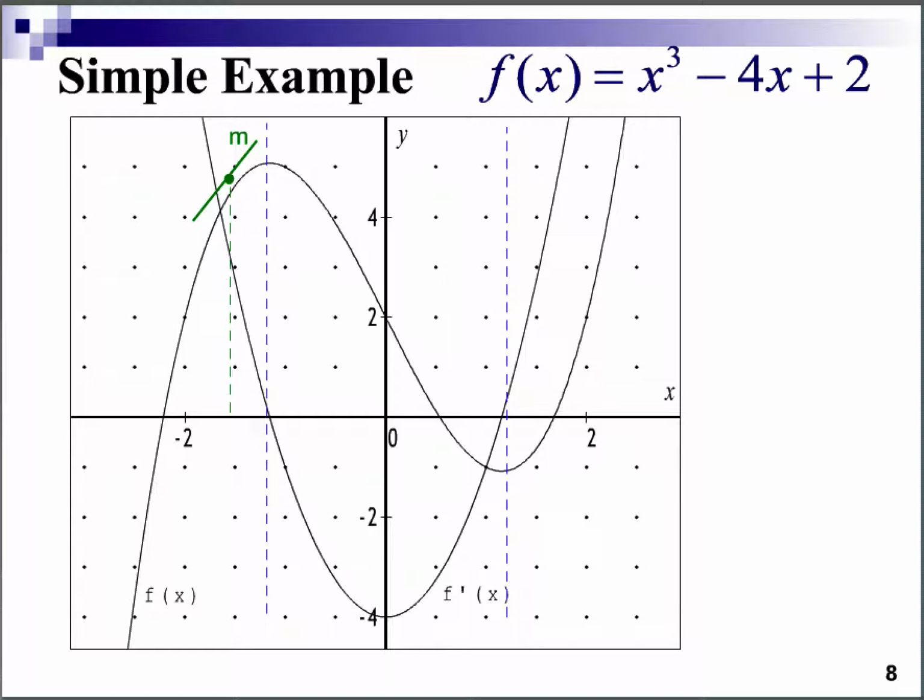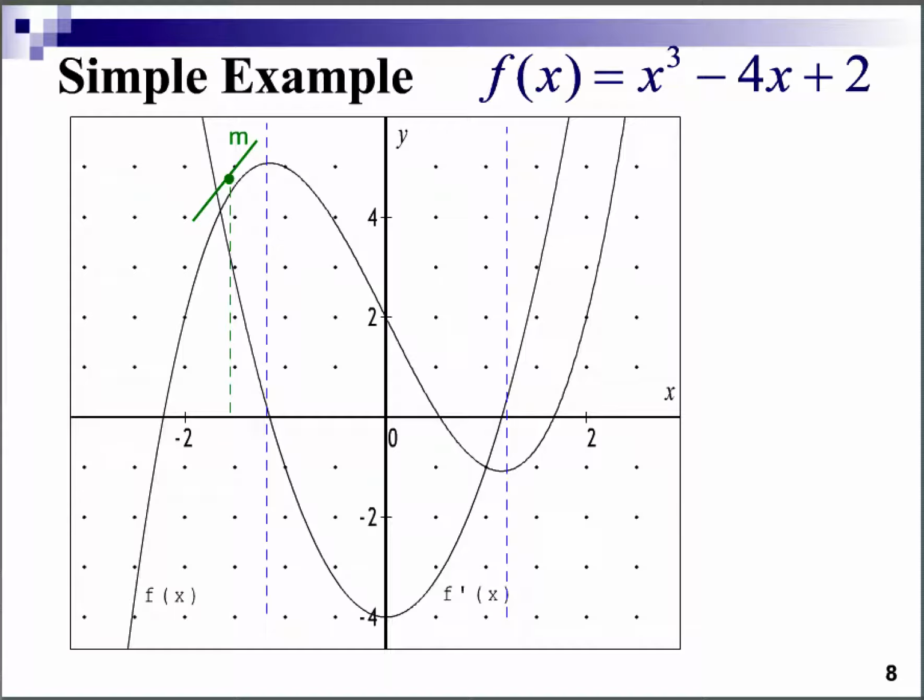So remember, the slope of the tangent line is the same thing as the derivative. So if the slope is positive, that means the derivative must be positive. If the derivative is positive at that point, then the graph of the derivative should reflect that fact. So now focus your attention on the derivative graph, f prime of x, which is that parabola.